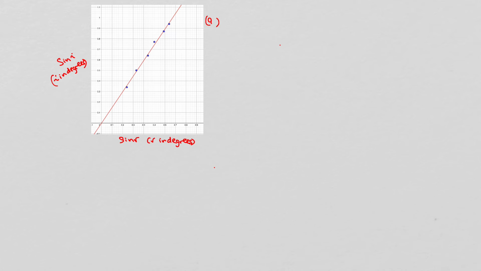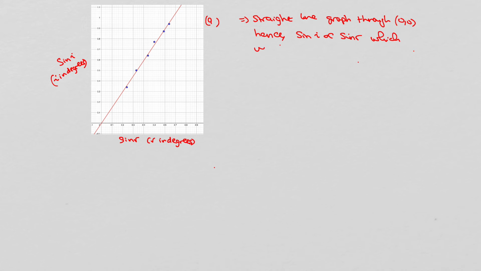And then how does it verify Snell's Law? So we say it's a straight line graph through the origin. Hence, sin i is directly proportional to sin r, which verifies Snell's Law. Okay, and again we would get 6 marks for that.